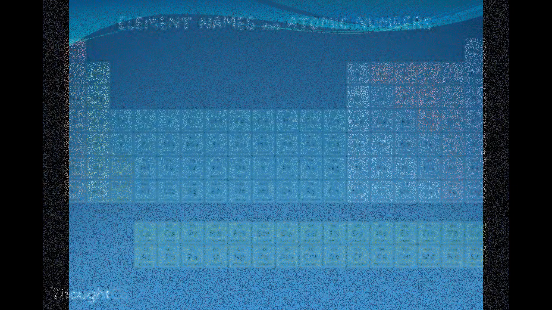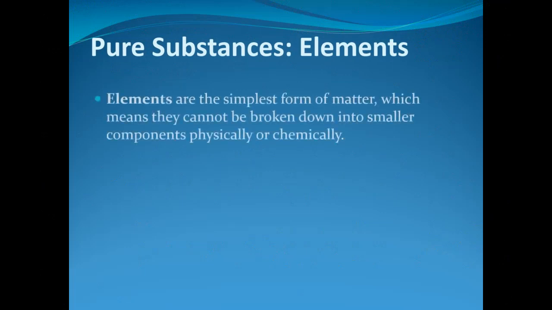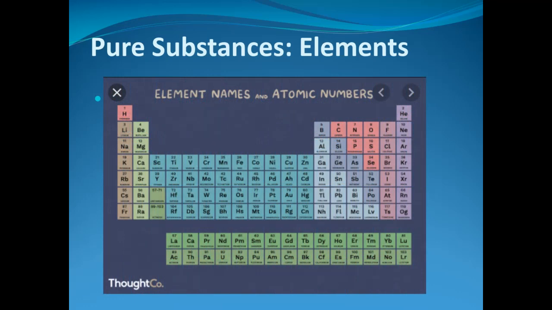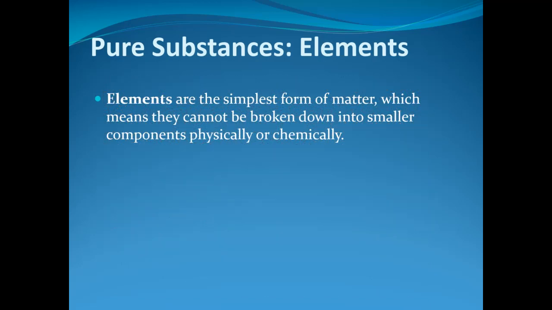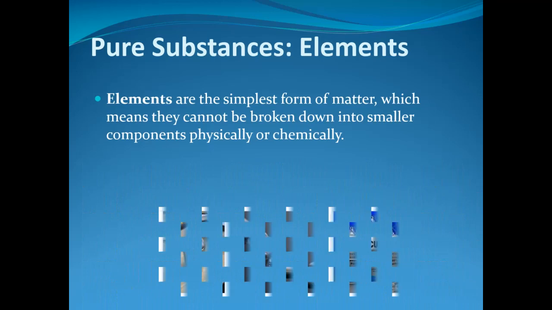So let's start looking at elements and bringing the definition and the explanation in terms of the particles together. Elements are the simplest form of matter, which means they cannot be broken down into smaller components physically or chemically. All the elements are there in the periodic table. Now, there are some radioactive elements which break down, but it's not a chemical reaction, it's a nuclear reaction. There are some examples of solid elements: aluminium, magnesium, zinc, silver, calcium, gold, and so on. Those are all solid elements.